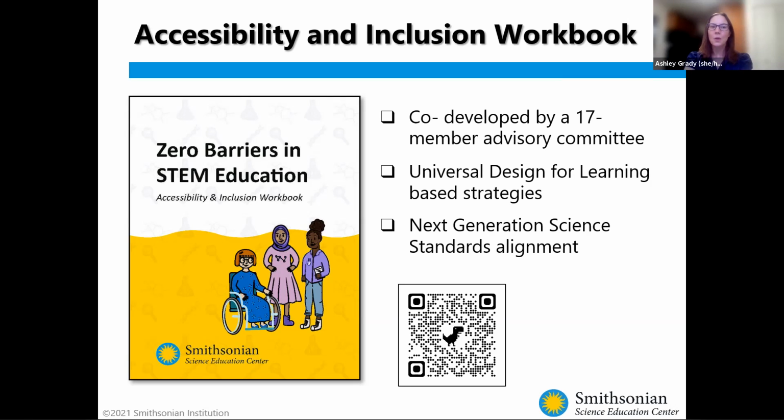But we really hope that this workbook can be a spark that causes teachers from all around the country to think about inclusion, especially for students with disabilities and accessibility in their classroom. And instead of always thinking about creating specialized resources or separate resources, how can we create opportunities for STEM education that are born inclusive and born accessible? And I think with that, over to you, Sherelle.